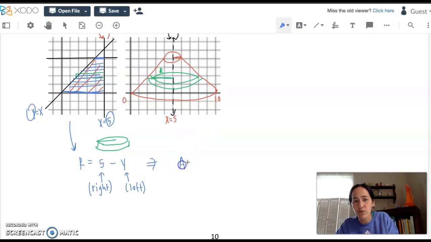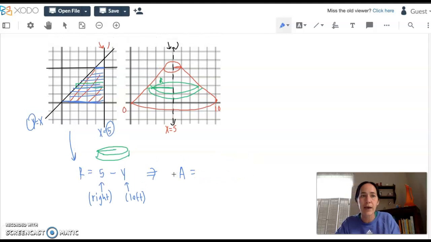This will give you an expression for area, and we always use the pi r squared, the circular area. So pi times the radius, 5 minus y, squared. We'll take this back to an integral.